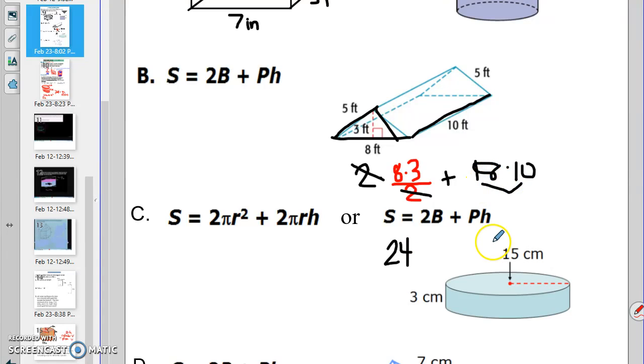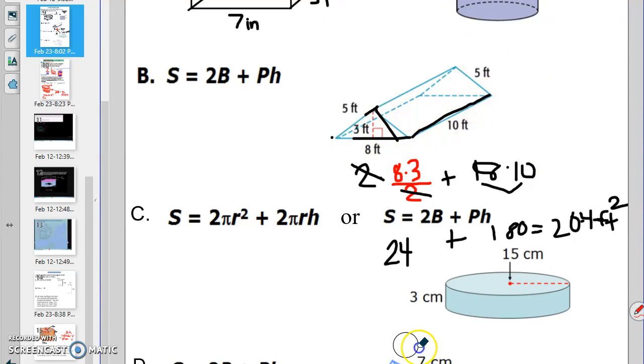Then I'm going to multiply this part. That's 180. And then the very last step is to add them, and I get 204 feet squared. So remember, the triangle is the base. The height is between the triangles.